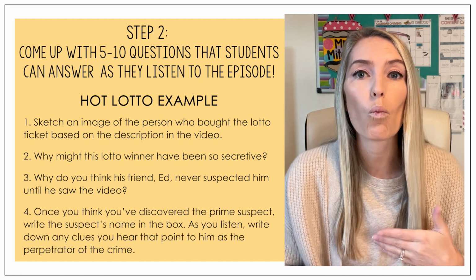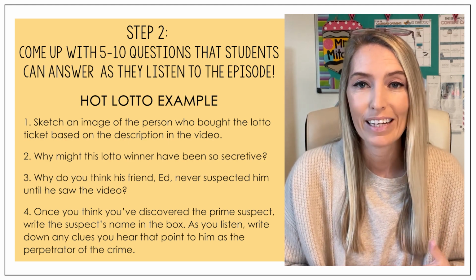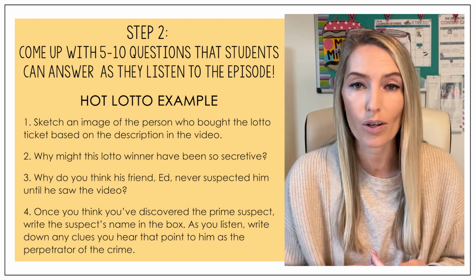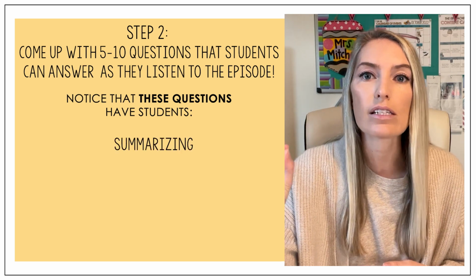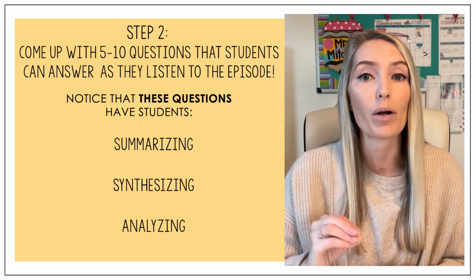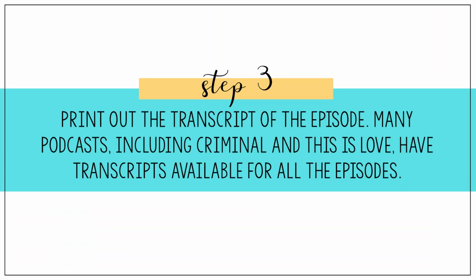And number 4, once you think you've discovered the prime suspect, write the suspect's name in a box. And as you listen, write down any clues that you hear that point to him as the perpetrator of the crime. So with those questions, notice that these questions have students summarizing, synthesizing, analyzing the information that they're hearing from this episode.